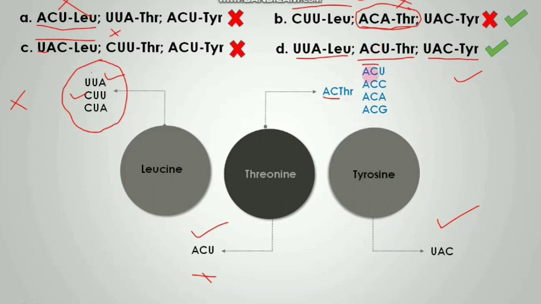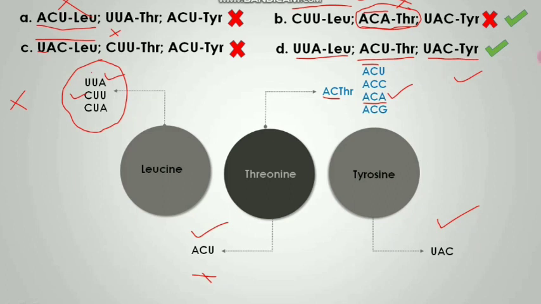So we can see here ACA in option B, threonine, is in the triplet codon list for threonine. So in that case, option B becomes correct. So there is a confusion. How can we resolve that confusion?